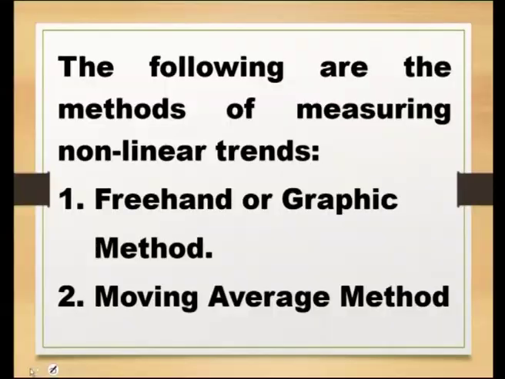Now, after studying linear trend, that is straight line trend by the graphical method and method of least squares, next we proceed to discuss non-linear trends. The following are the methods of measuring non-linear trends. Freehand or graphic method, which is similar to the graphical method studied in linear trend. Next, the method of moving averages. We shall discuss this moving average method with an example.